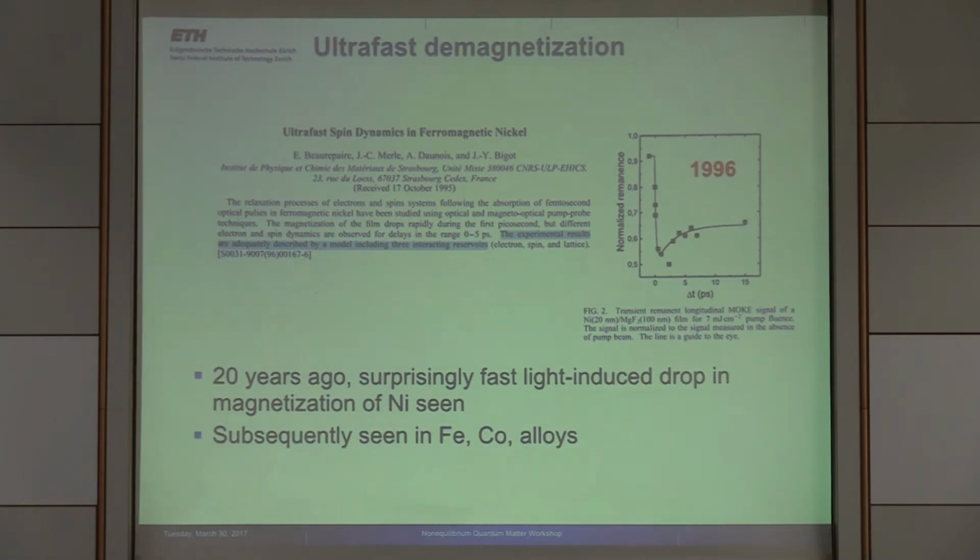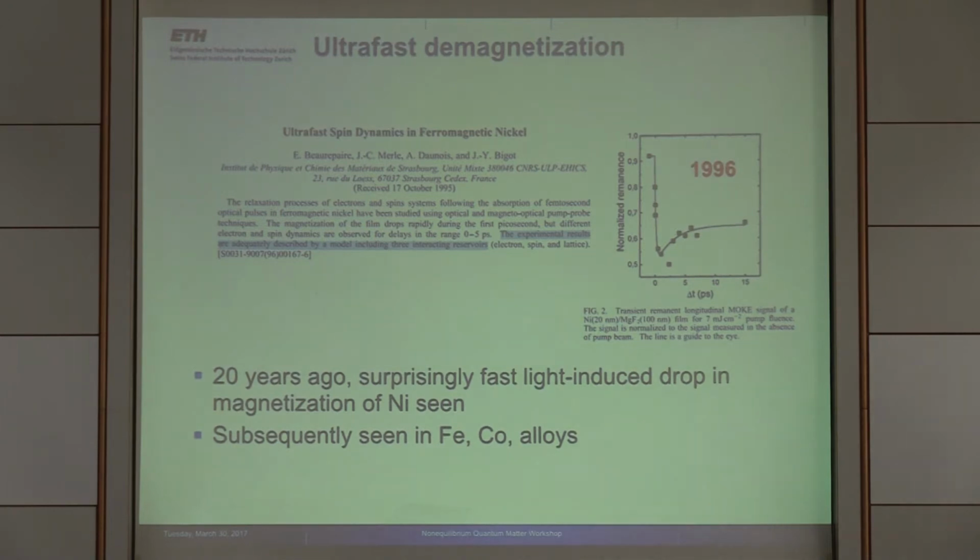And what they're using is the magneto-optic Kerr effect, basically magnetization-induced rotation of light, to monitor the magnetization in the sample as a function of time. And this is actually the trace that they showed in the first paper. It's been done many, many times since on different materials.